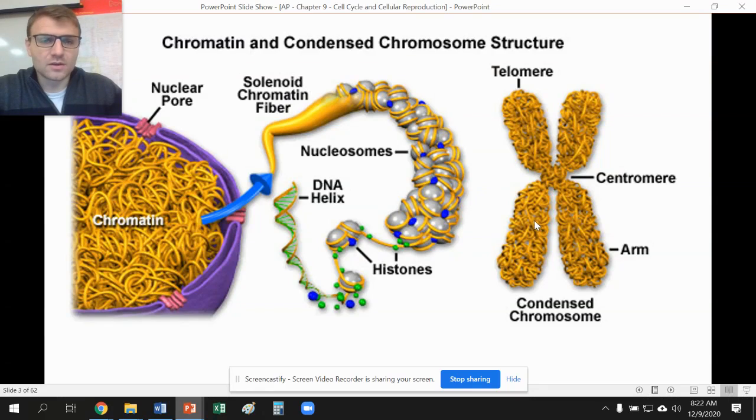There's another way to look at the chromosome. Again, you can see the chromatin that's in the chromosome here. We're also going to have this place called the centromere, which is the middle of the chromosome where the two chromatids attach to each other.